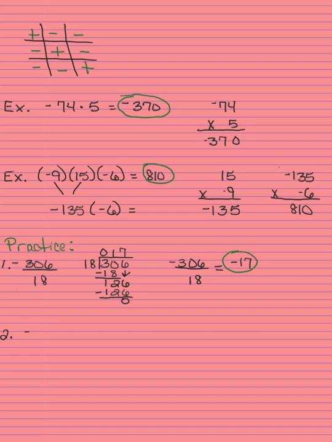The next practice question, negative 56 divided by negative 14. If you're just watching the video, pause right here and work out the problem. Because I'm dividing a negative by a negative, my answer is going to be positive. So we have a positive 4.